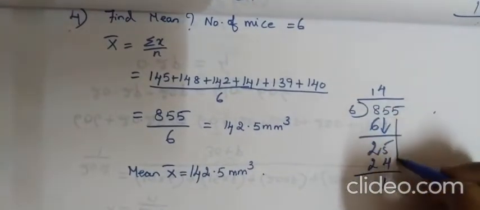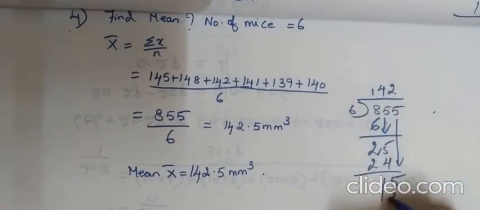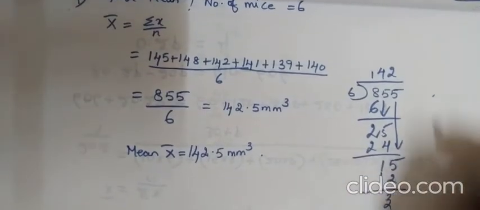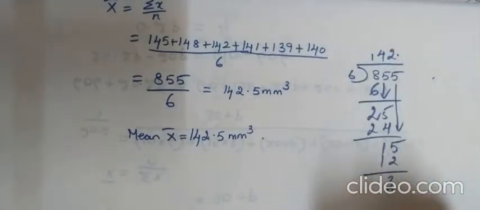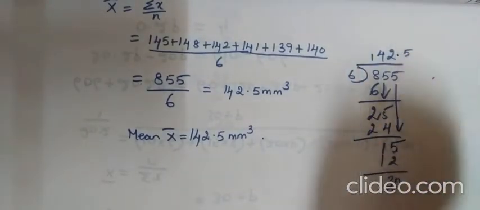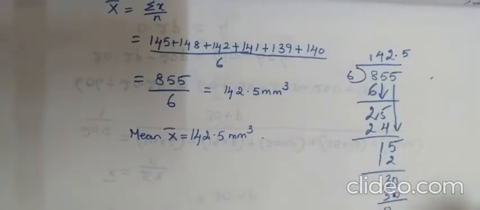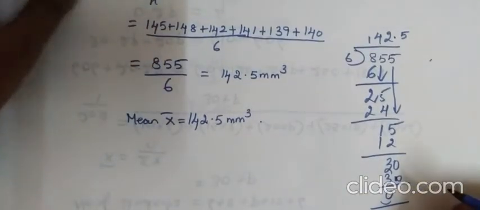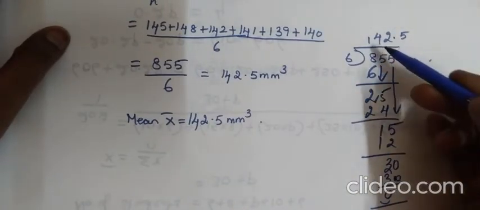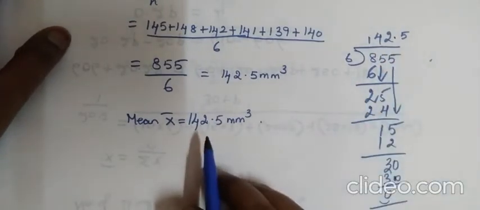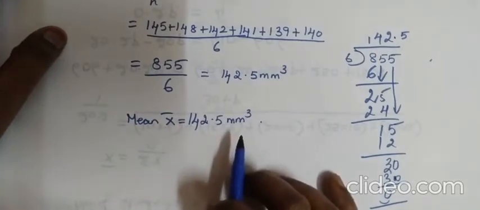Balance 1. Another 5 I am going to take. 6 twos are 12. Balance 3. Then to further proceed, I am going to put a decimal point and 0. 6 fives are 30. So I am getting an answer 30. 30 will get 0. So what is my average tumor developed? 142.5. So tumor is given in the form of millimeter cube. So the answer should also be written in the form of millimeter cube.